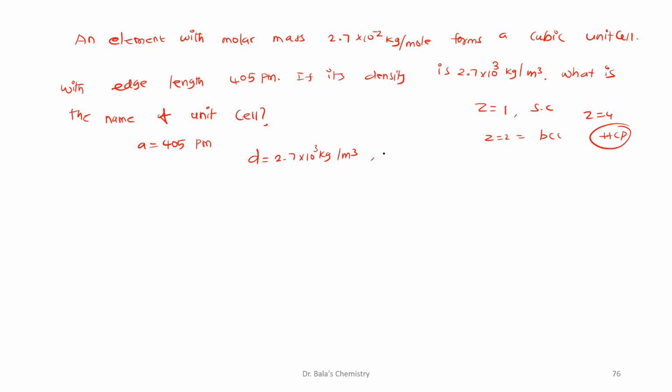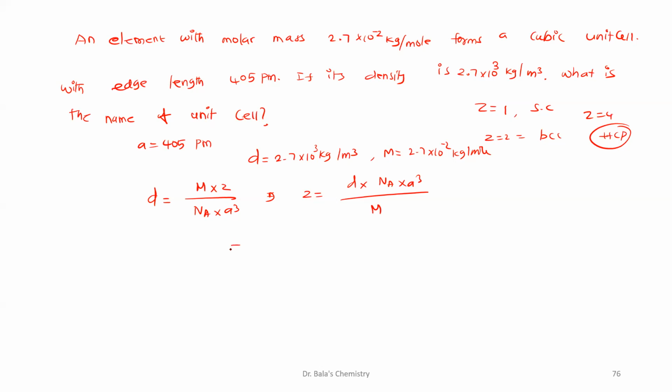And they have given the molar mass also. Mass is equal to 2.7 into 10 power minus 2 kg per mole. So we have to rearrange the formula for Z. We know the density formula, that is d equals m into Z divided by Avogadro number into a cube. If you solve it for Z, the formula becomes D into Na into a cube divided by mass.